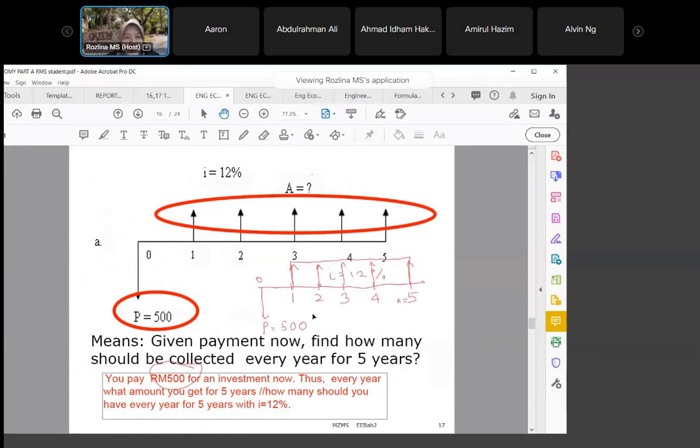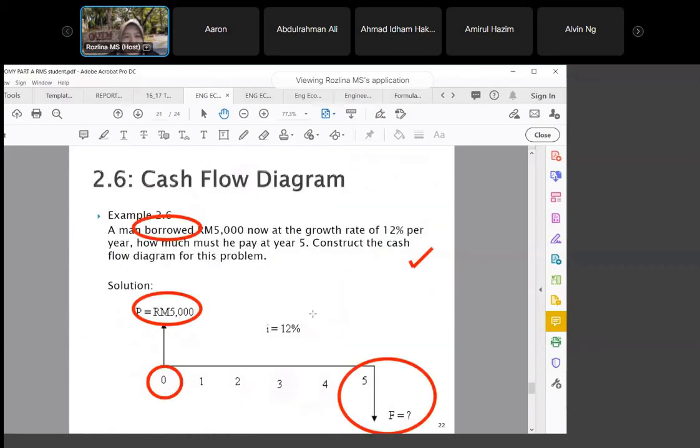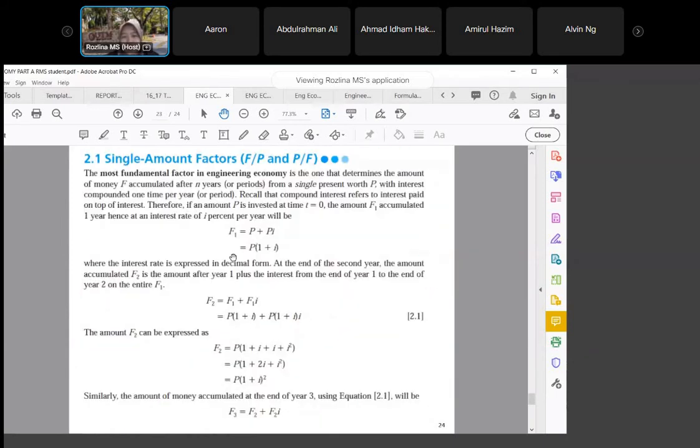Okay, so now this book. This is a book. I have put the books in your e-learning. So you can look at the book. You can read page by page, what is the explanation, for the start. So the book explains about the formula, how to get the formula.